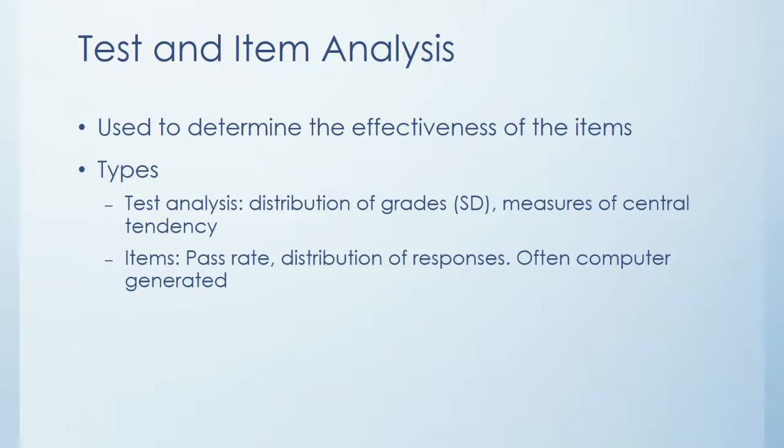You can analyze the test itself, which would be looking at like distribution of grades, like the standard deviations, the measures of central tendency. So that would be like, okay, what was the mean on this test? Was it a 65? That's not great. Was it an 85? Yay. So that kind of thing. You can also look at the individual items in determining what was the pass rate for a particular question, the distribution of responses. This information is often computer generated. So when you have like a Scantron test or test that's done online, you get those statistics as part of your grade report.